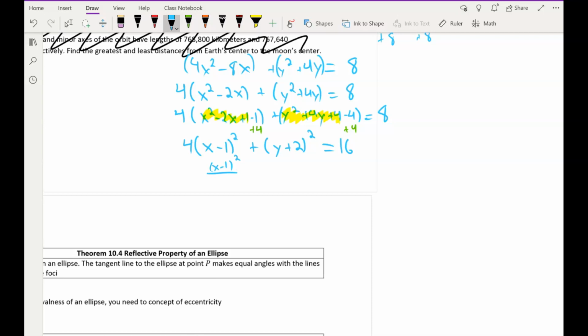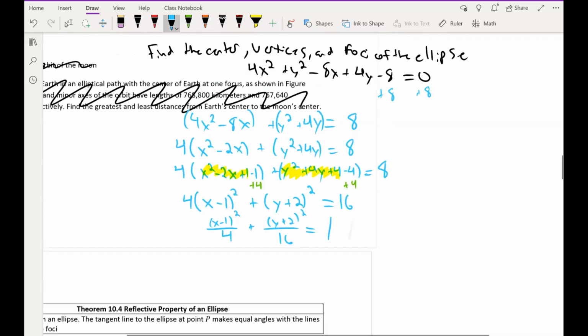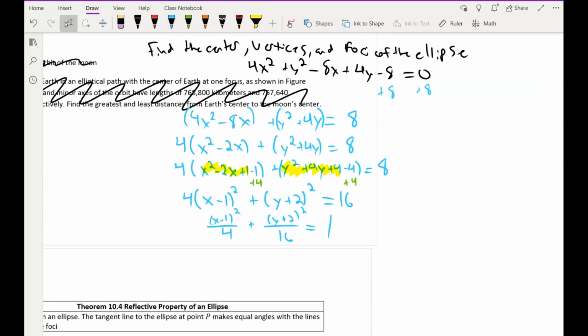So we have (x − 1)² over 4 plus (y + 2)² over 16 equals 1. Now remember, our objective for this problem is to find the center, vertices, and foci of the ellipse. So we have a lot of things here. Basically, we want to identify our h and our k values.